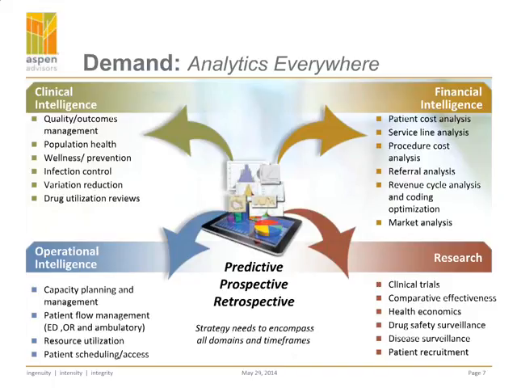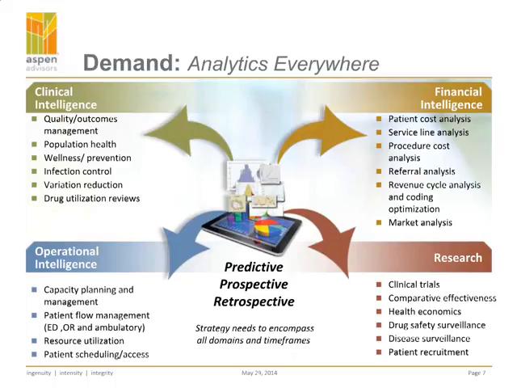But we also are collecting a whole lot more data in our EMRs, and so clinical intelligence is extremely important. Quality outcomes management, population health, wellness and prevention, infection control, variation reduction, and drug utilization reviews. We want to be able to run our operations more efficiently, so we want to look at capacity planning and management. We want to do patient flow management, ED, OR, ambulatory. We want resource utilization and patient scheduling access. There have been entire companies incubated at the Cleveland Clinic that had to do almost entirely with dashboards around those tools. And then we want to bring research into the fold.